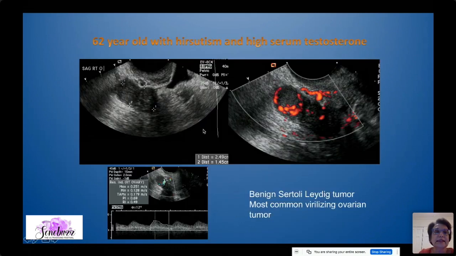This is a 62-year-old woman with a history of hirsutism and high serum testosterone. If you look at her right ovary, she has a very small lesion, but it's very vascular at the edge with this low resistance flow. What this turned out to be at surgery was a benign Sertoli-Leydig tumor, which is the most common virilizing ovarian tumor.